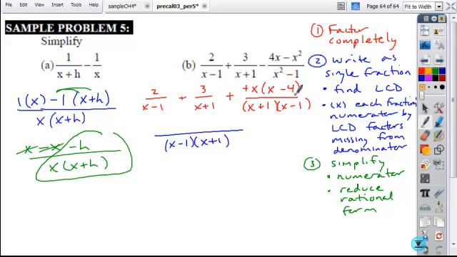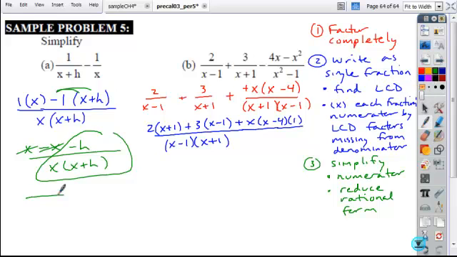Now we go back in and multiply the numerator of each fraction by whatever LCD factors are missing from their denominators. Take the 2, the first fraction's numerator. Which LCD factor is missing from this denominator? x plus 1. Plus the next fraction's numerator 3 times the missing LCD factor here, x minus 1. And finally plus x times the quantity x minus 4 times what's missing from this denominator? It's not missing anything, so you can put a 1 if you want, but there's no reason to. It had all the LCD factors.